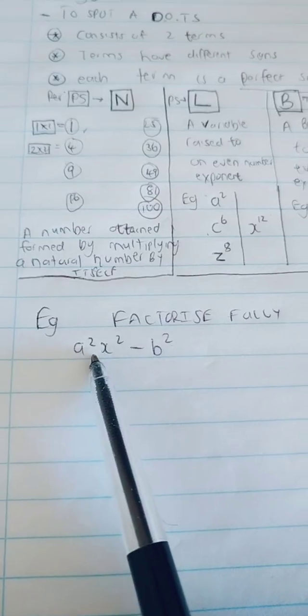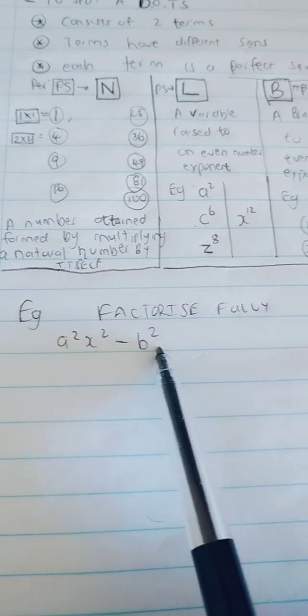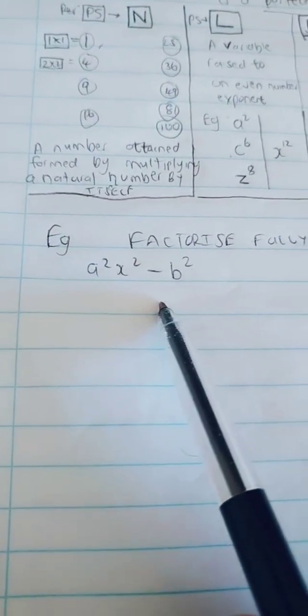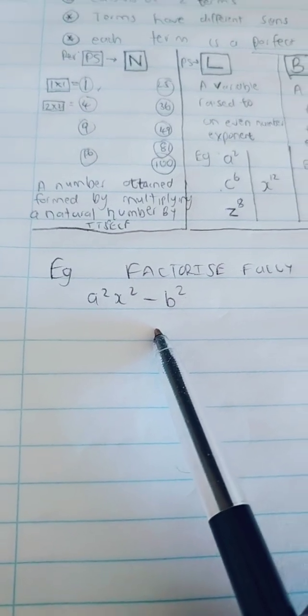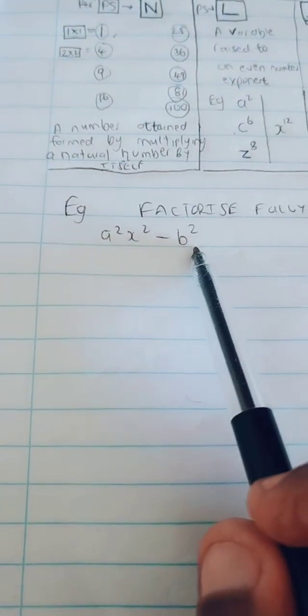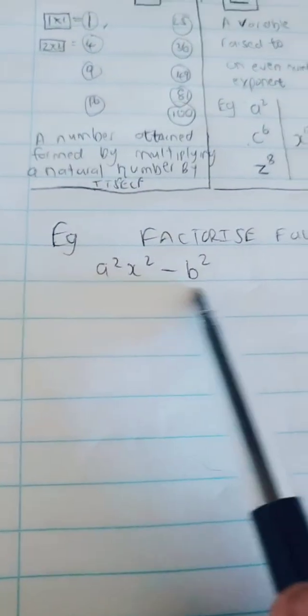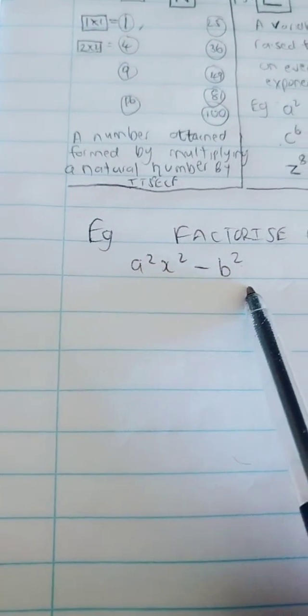So a squared x squared minus b squared, factorize fully. First things first, we ask the typical question: how many terms are in the expression? If you look at the terms we have, how many do we have? Because we always need to go through the list of questions. We can see this is a squared x squared minus b squared, and very good, we have 2 terms in the expression. 1, 2.